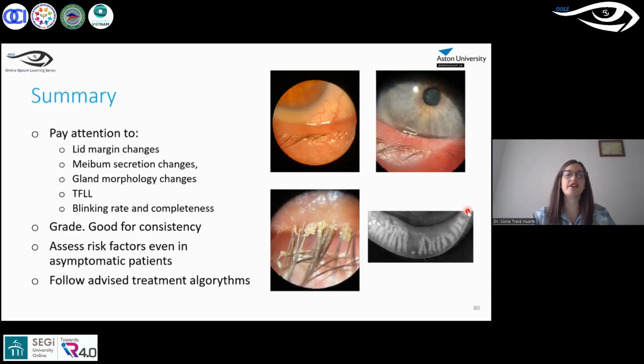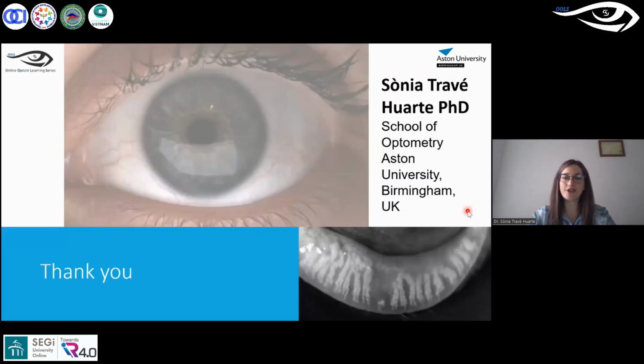Assess what your patients are feeling, if there's any risk factor, environmental or otherwise, that you could actually help them with. And once you've graded those patients, make sure you follow the algorithms for this disease. And that is all for me. I would like to thank everyone for your attention, and I'm open to take questions.